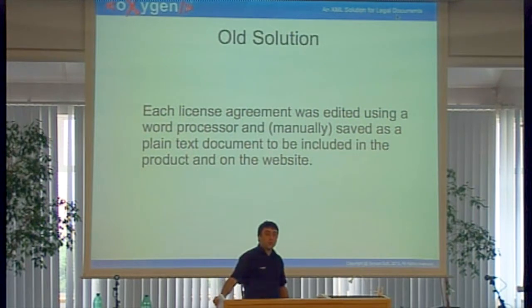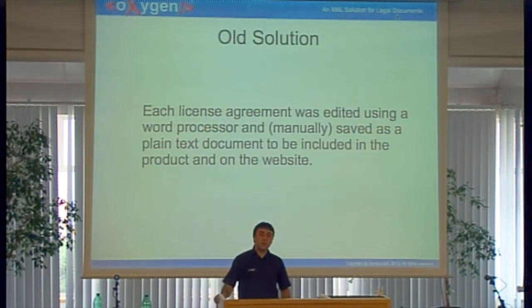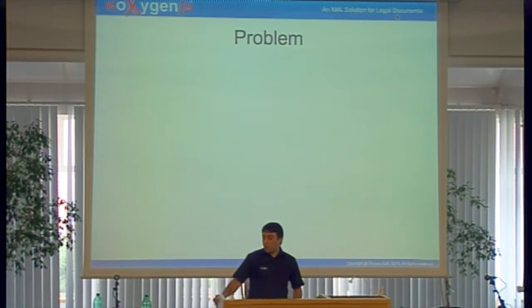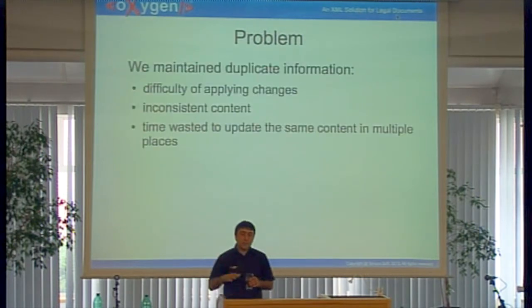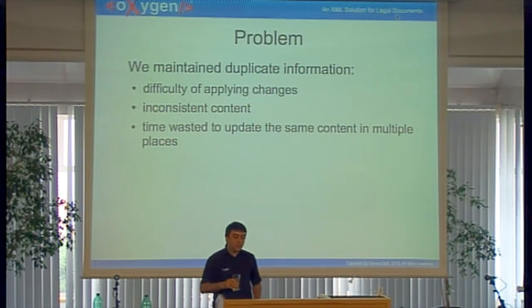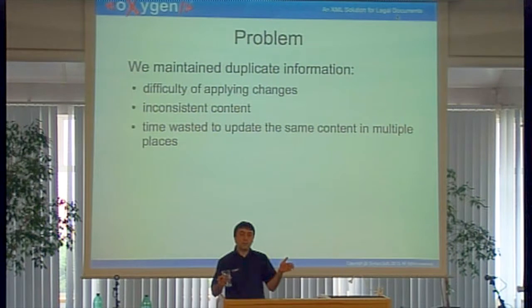To maintain these license agreements, we used to use a word processor to maintain the documents. Then we saved them as text and committed them to the product repository and the website. This worked okay when we had one product, one license, and one license agreement. That was easy. But as the number of products increased, with multiple licensing options and different types of users we addressed, we ended up with a large number of documents to maintain.